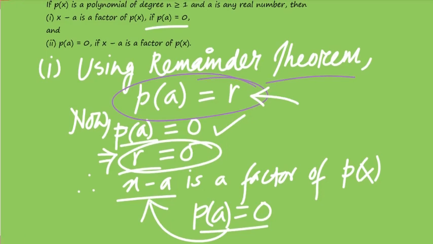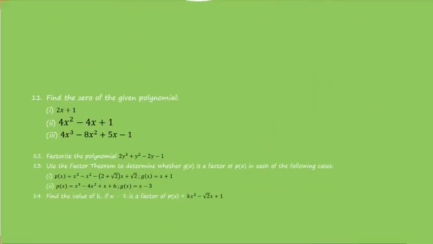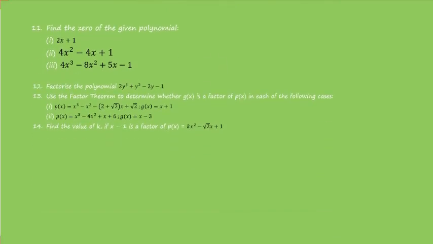Let's move on to the next part and find the zeros of some polynomials. To find the zeros of the polynomials, all you need to do is equate the polynomial to 0. For example, you have question number 1, you have to equate 2x plus 1 is equal to 0. So you will take it across, and that would imply x is equal to minus half. Hence the zero of the polynomial is minus half. That is all, the first one.